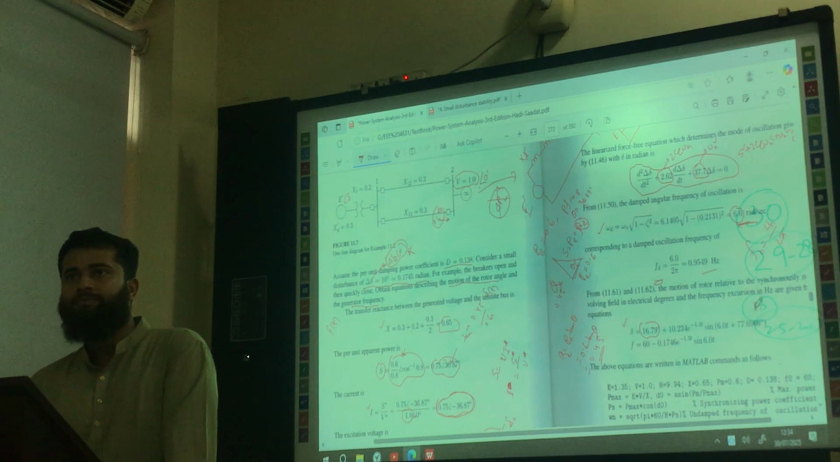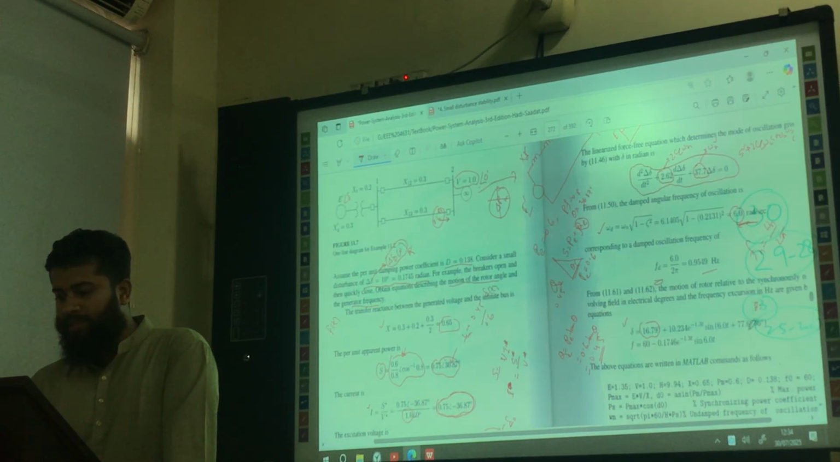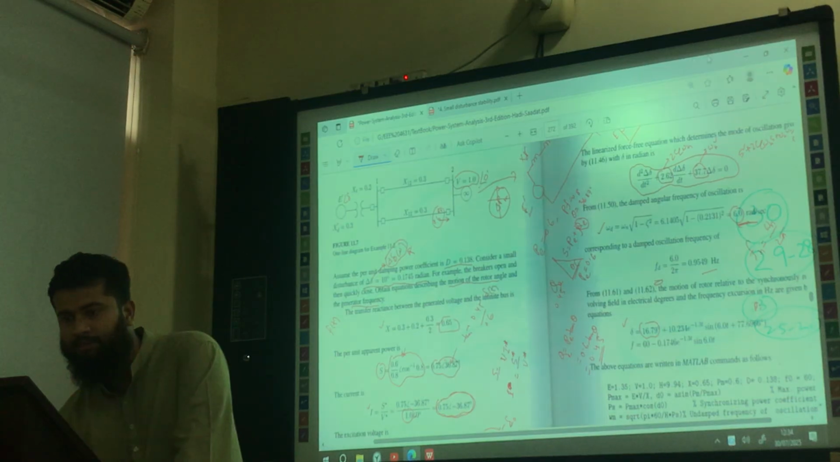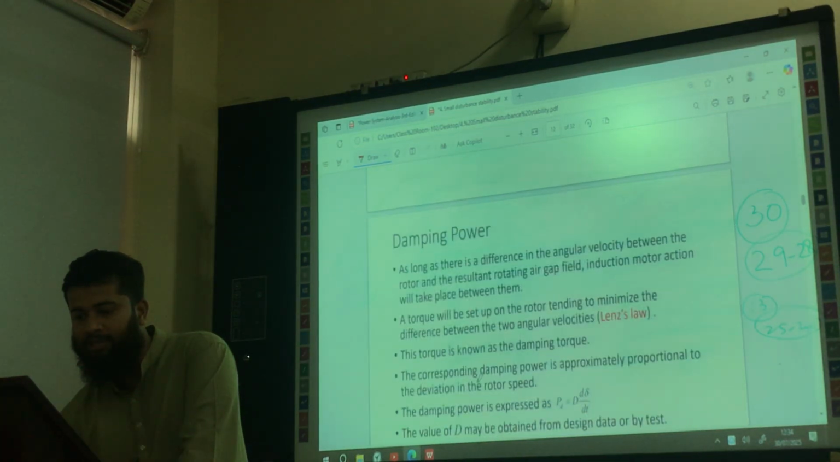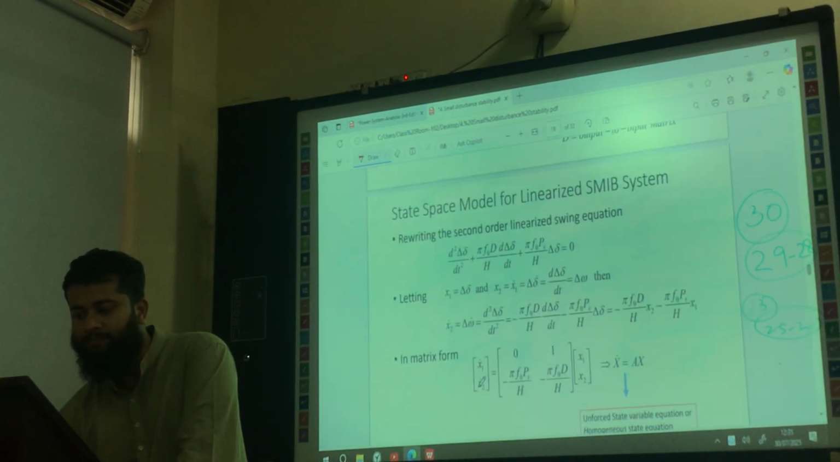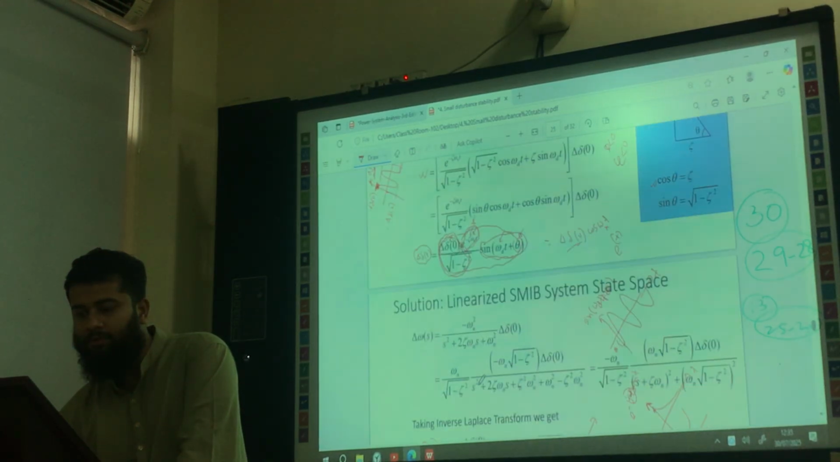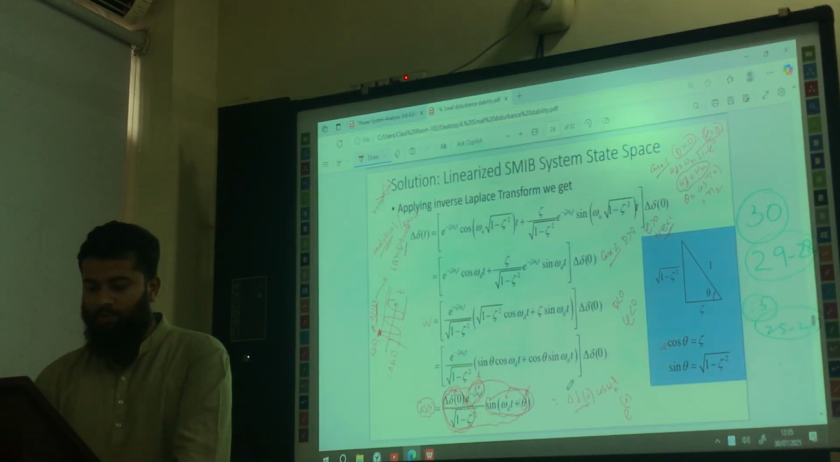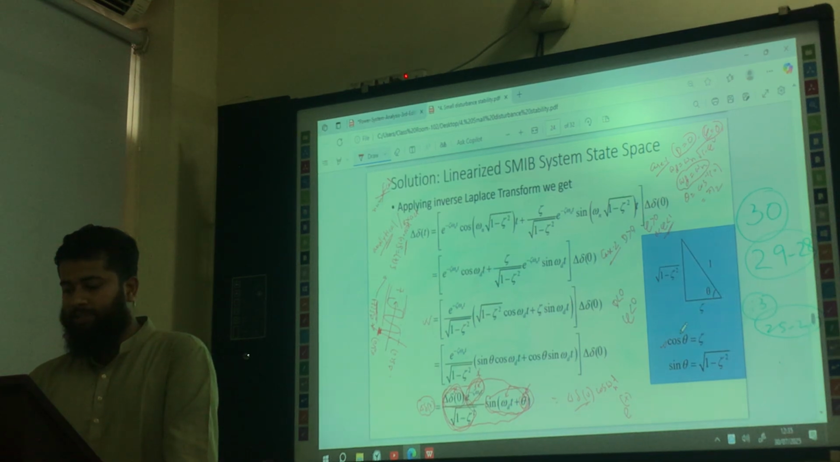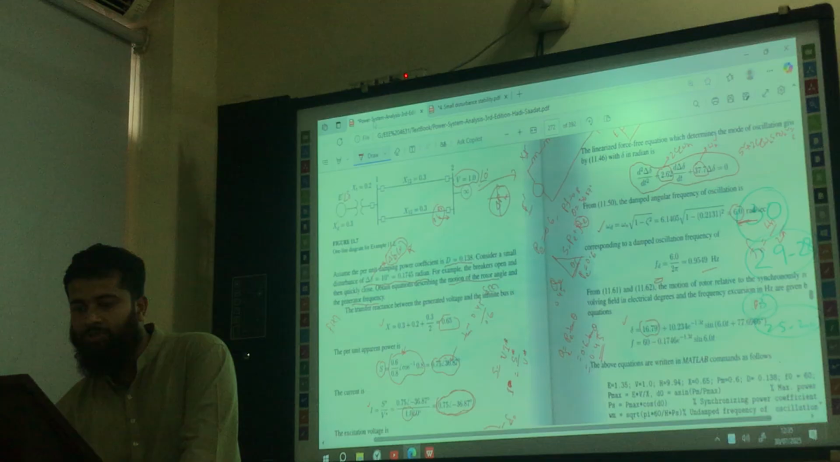How will you calculate this theta? Can you calculate this theta? How will you calculate this theta? Simply using this formula, cos inverse theta. You can use this theta, that is the 36.87.